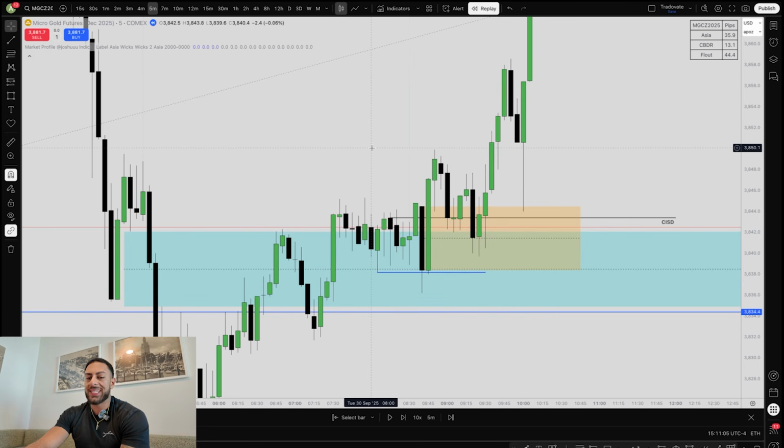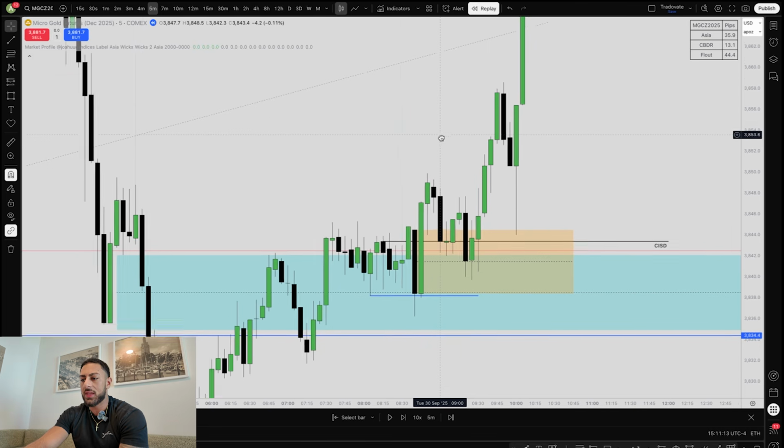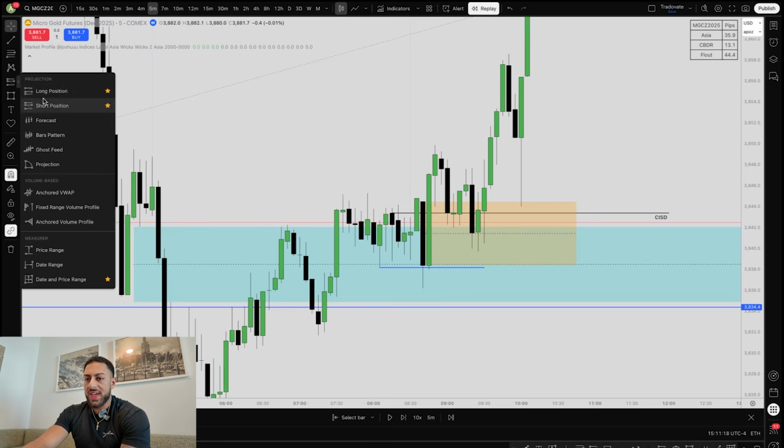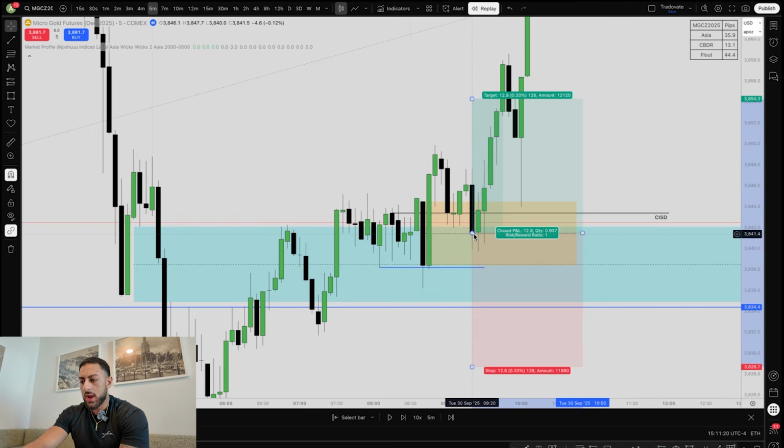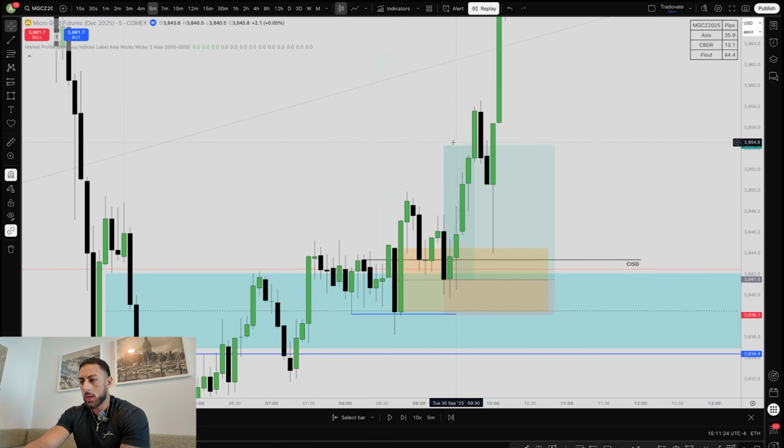Now, whenever I don't see a fair value gap paired with an order block, I always expect the 50% of that order block to get tapped before we then continue in the intended direction. With that in mind, I entered right here with my stop loss beneath the body of the order block, and I targeted all the way up here.